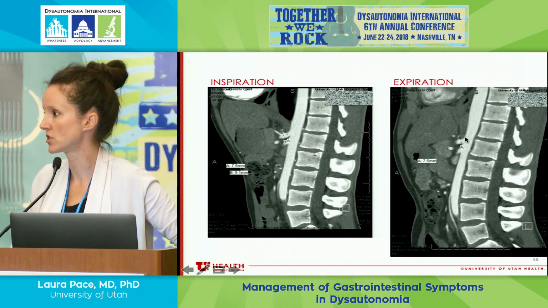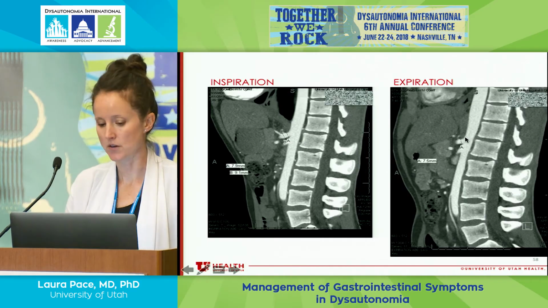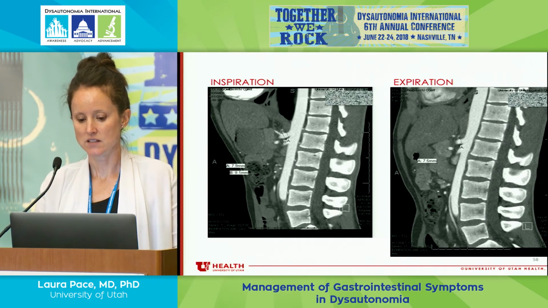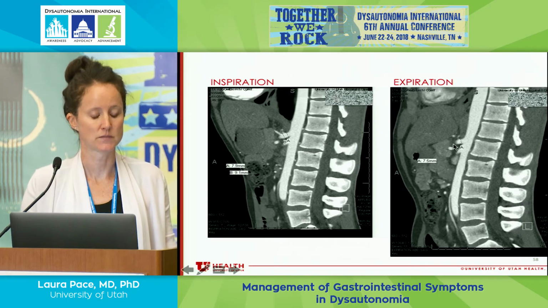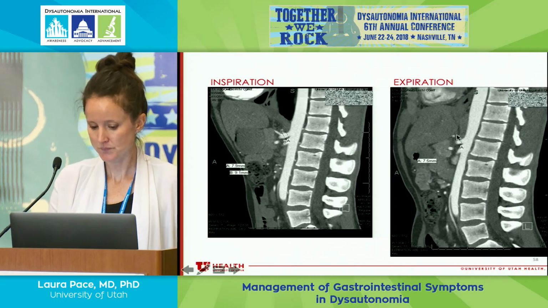So again, this is when we should have that classic compression of the celiac artery occur because of the change in the position of the diaphragm. What you see is that his celiac artery actually doesn't compress, but his ligament's still sitting there. It's in an anomalous position.